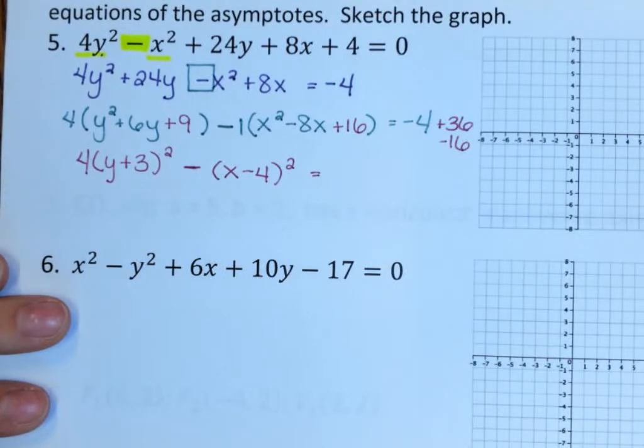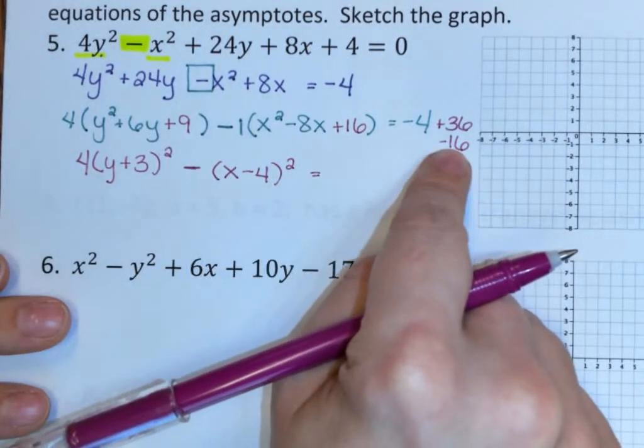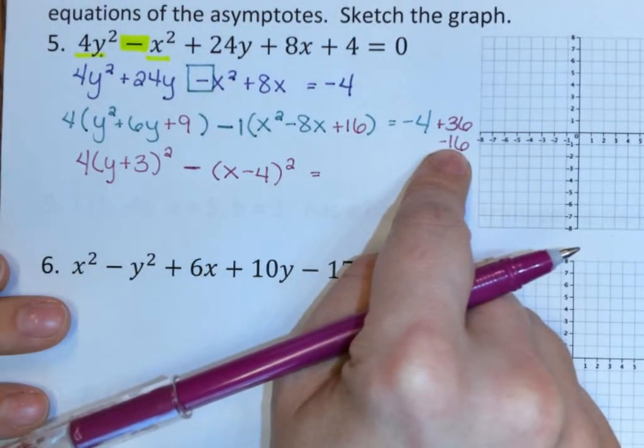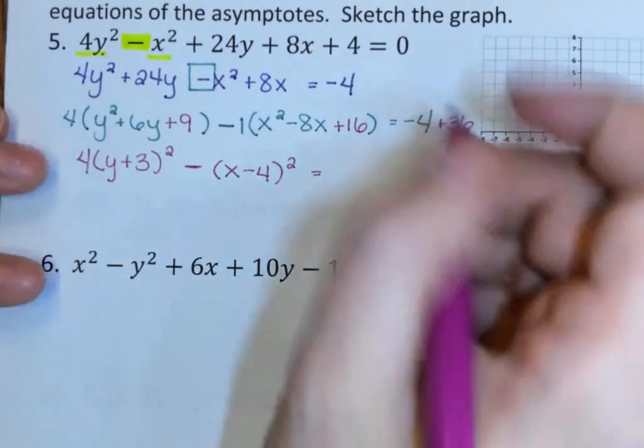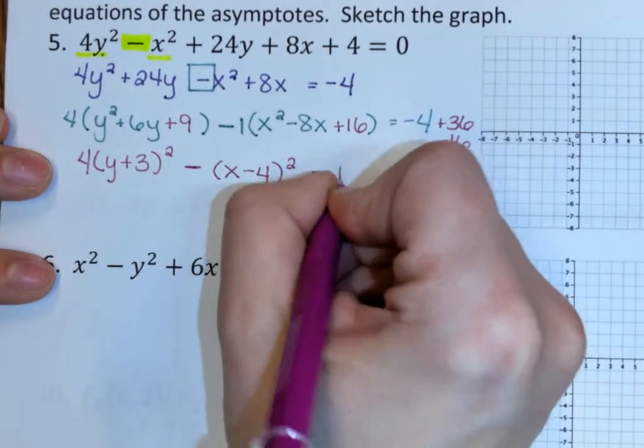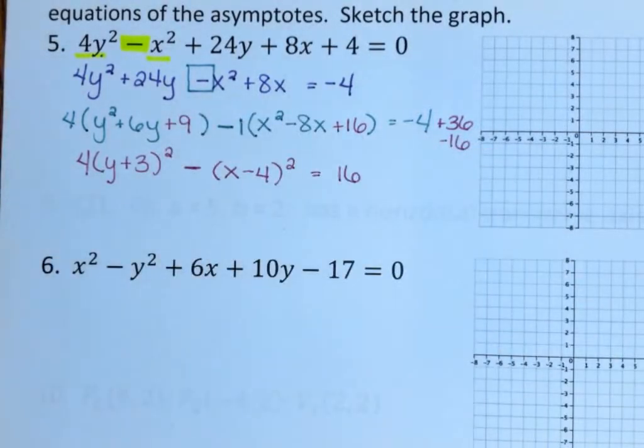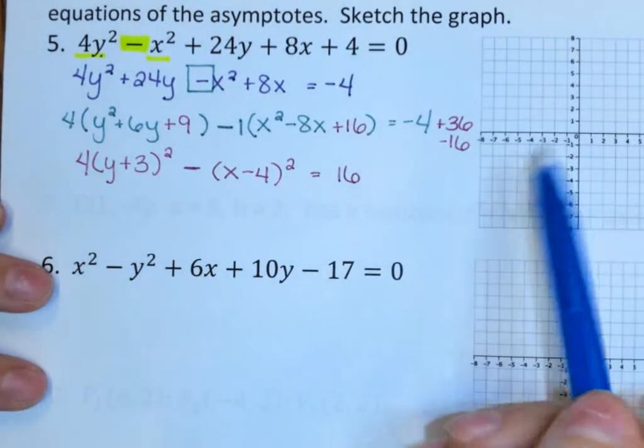So what do you got? Negative 4, negative 16, positive 36. What's negative 4 and negative 16? Negative 20. Oh, yeah, sorry, I wasn't thinking. And negative 20 plus 36 is 16. It's okay. We all have moments. It's all right.